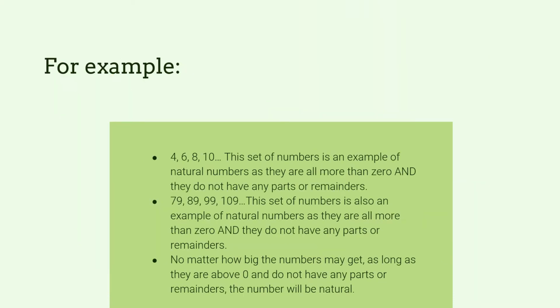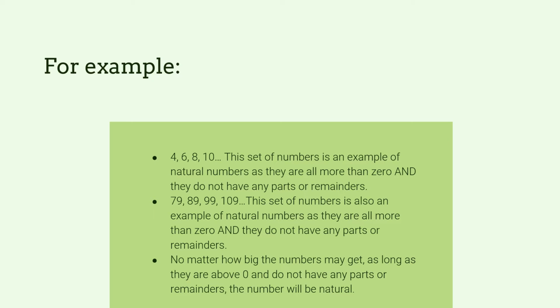So for example, the number set 4, 6, 8, 10. This set of numbers is an example of natural numbers as they are all more than 0 and they do not have any parts or remainders. So if your number set had, for example, 4 and a half, the "and a half" means that there is a part or a remainder. So that set of numbers wouldn't be natural numbers.